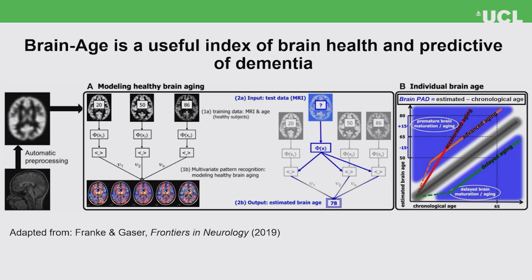And if we look at the figure on the right, you can see a plot of chronological age against estimated brain age. The x equals y line would correspond to a perfect prediction, and then the green line underneath that is delayed aging, the orange line above is advanced aging, and the red line accelerated aging. We would expect someone with Alzheimer's disease, because of the thinning in their brain, to be in that orange-red zone.